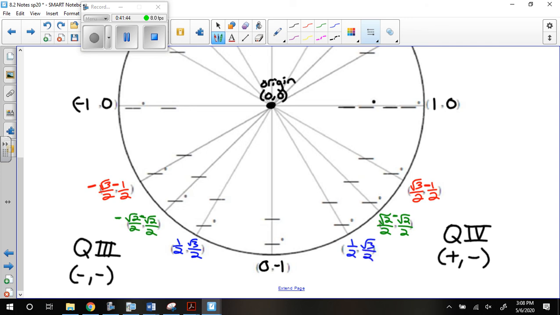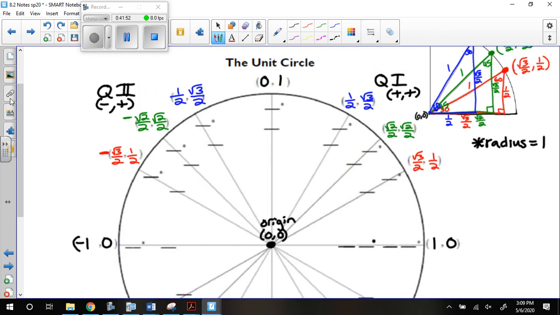Okay, let's make our sign adjustments. Both of these are negative. The y value here is negative, and the x value here is negative in quadrant 2. So those are the ordered pairs. That was the toughest part.